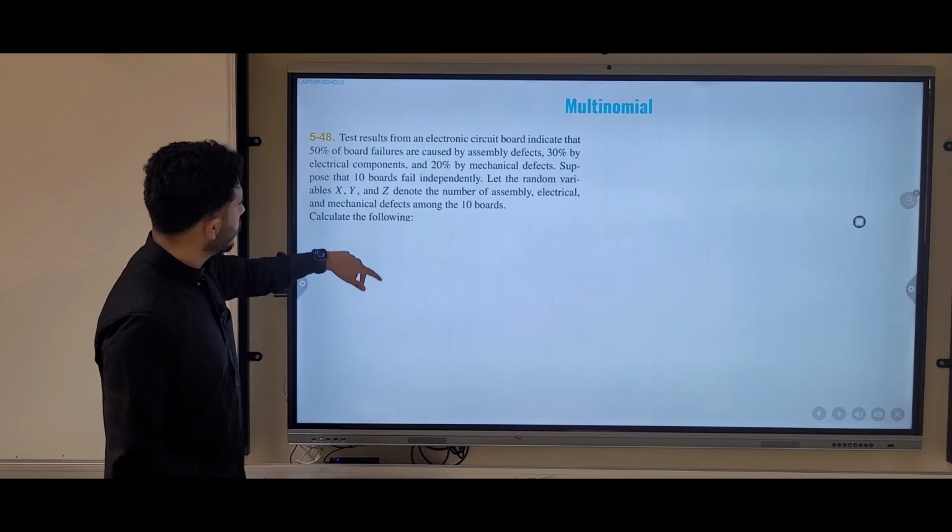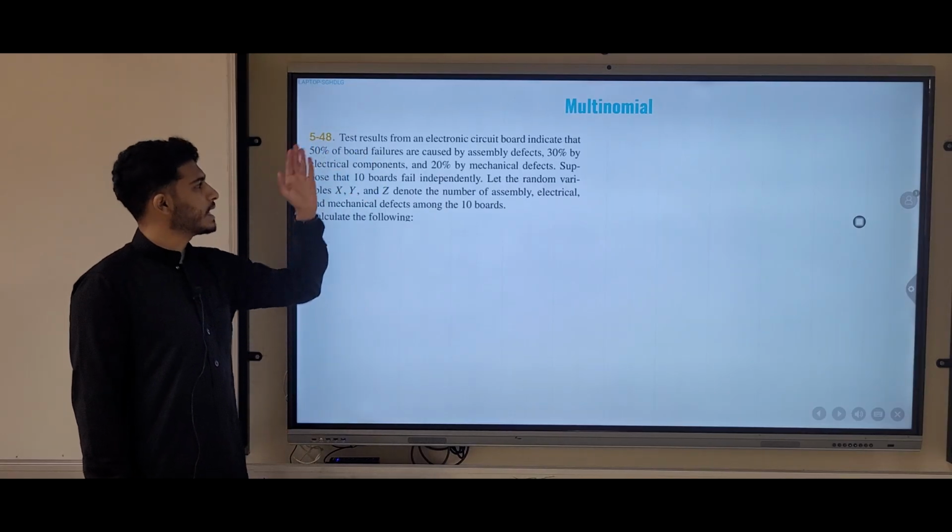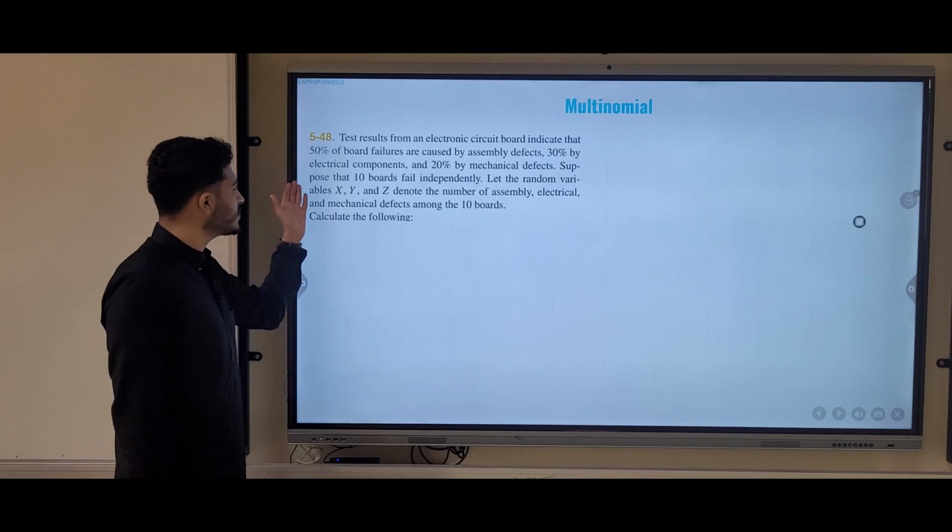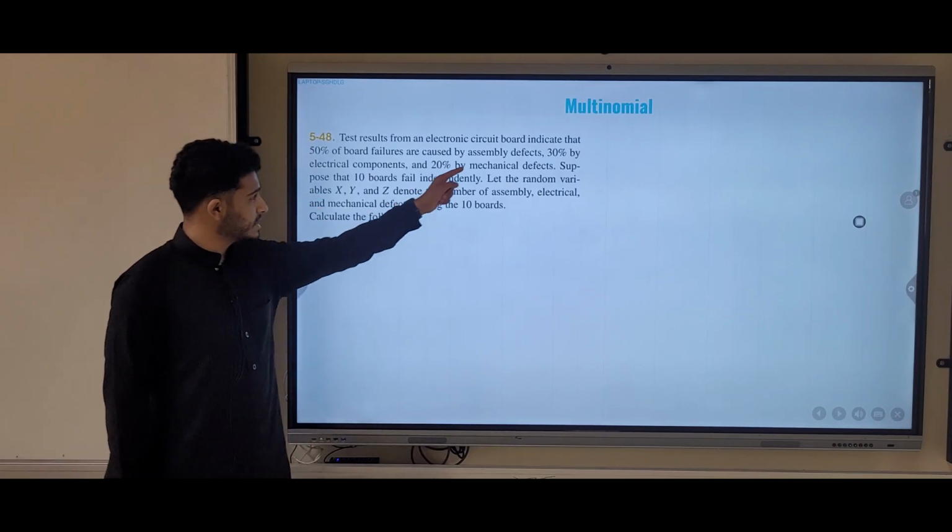I have no idea. So the question says, test results from an electronic circuit board indicate that 50% of board failures are caused by assembly defects.